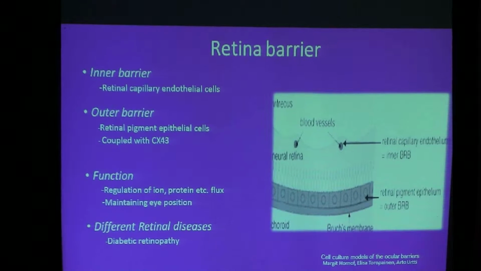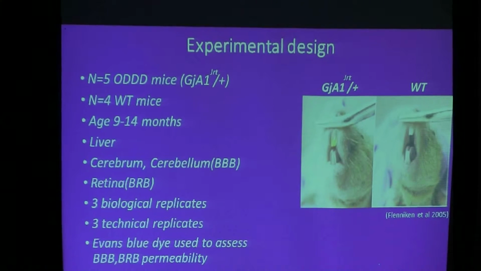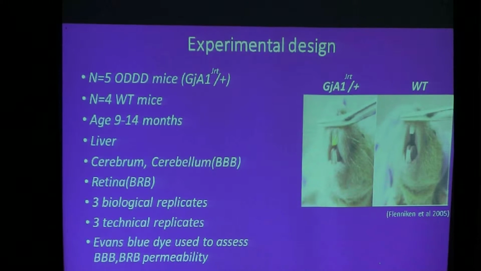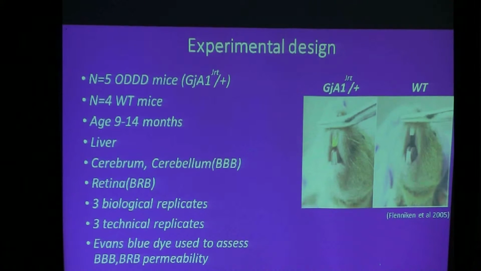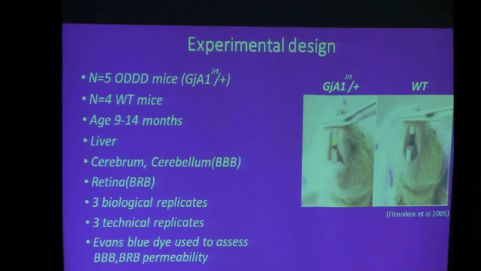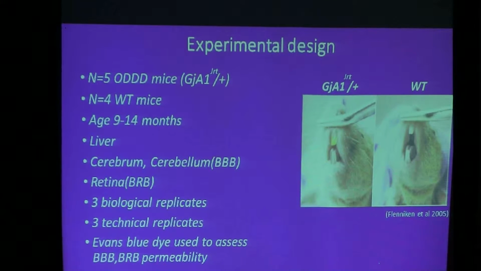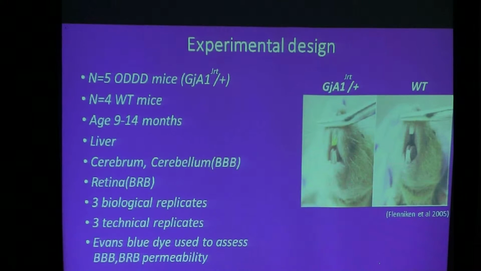A defect in the retinal barrier can cause different retinal diseases, for example, diabetic retinopathy, which everyone is familiar with. In my experimental design, I had 5 ODDD mice. I compared them with 4 wild-type mice, all age matched between 9 to 14 months, so they were a bit old. I was looking at 4 different tissues: liver, cerebrum, cerebellum, and the retina. I was looking at 3 biological replicates, so we were getting 3 different samples for each tissue, and we were doing 3 technical replicates, so we were doing our experiments 3 times.